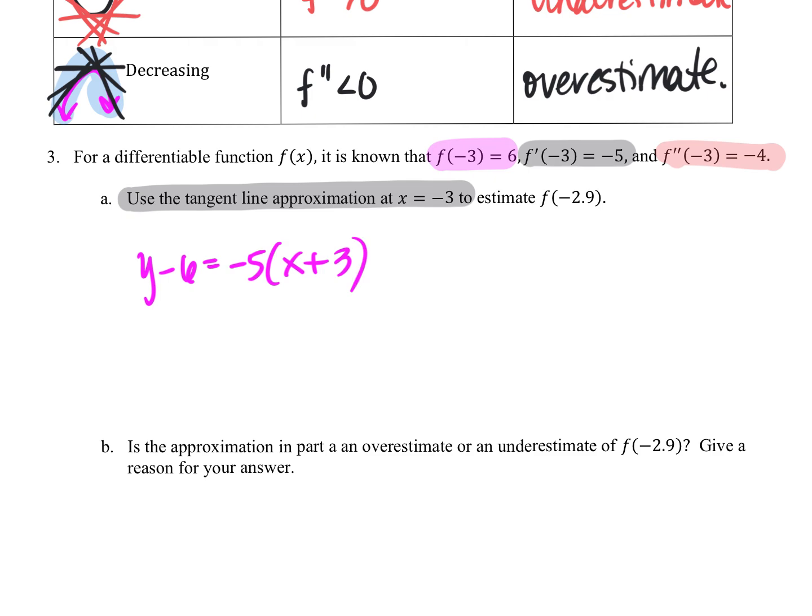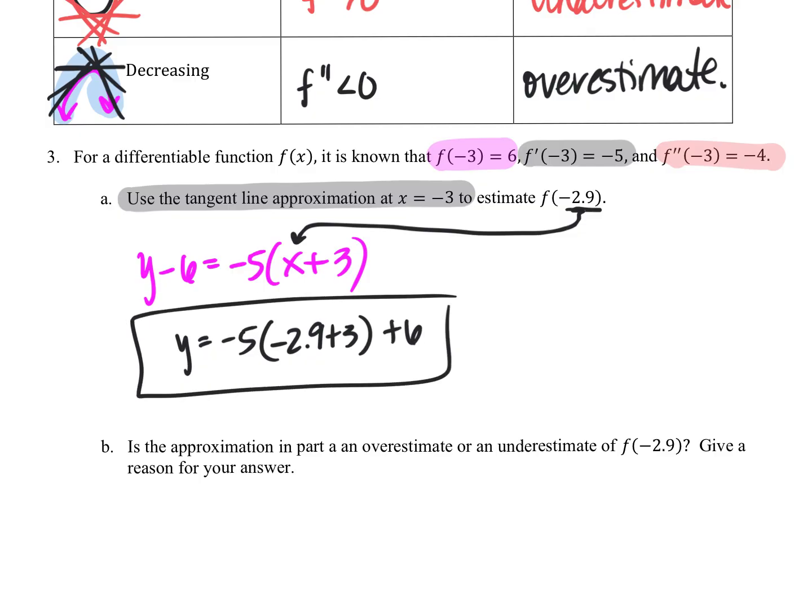Use that to estimate when x is negative 2.9. Plug it in, don't get an actual value. What is y going to equal? What would be my estimate? Negative 5 times negative 2.9 plus 3, that's it, and then plus 6, done. We don't need the actual value.